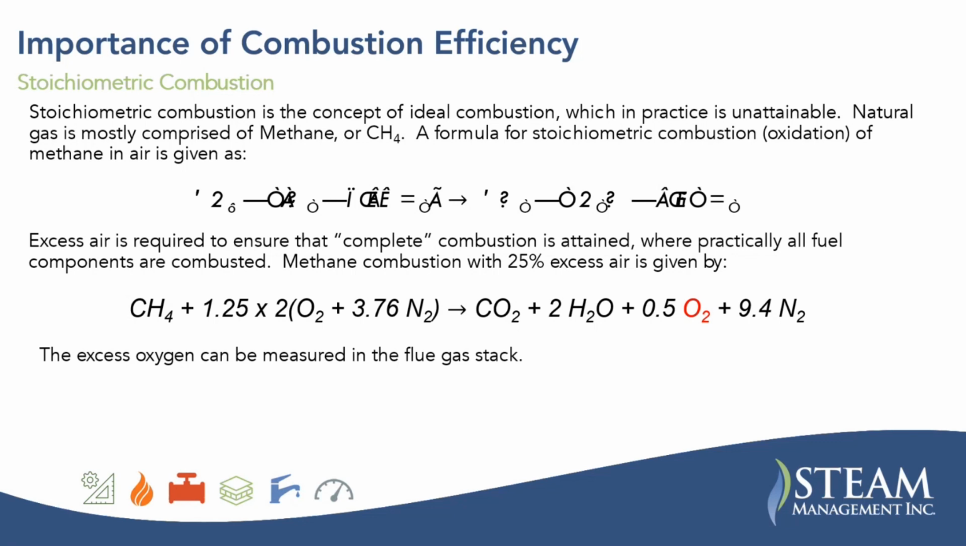The nitrogen is not really part of the reaction, but it's there to represent the mass flow of the air. Excess air is actually required to ensure complete combustion. And when you say complete combustion, you're talking about where practically all of the fuel components are combusted. So methane combustion with 25% excess air is given by this formula. You have your methane, you have the 1.25 multiplier on the air, and the difference on the products is that you actually have this O2 constituent in your flue gas and more nitrogen.